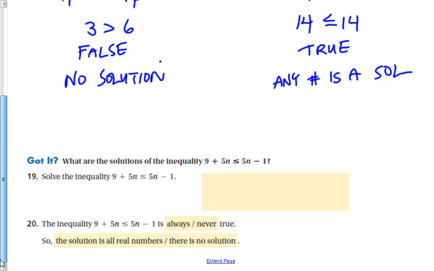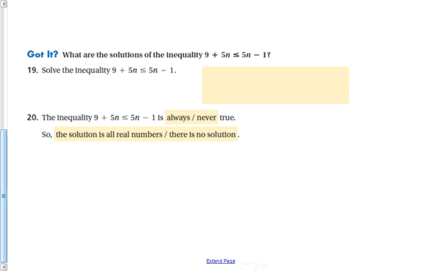problem 5 here, or problem 19. All right, you should have found there's no solution for that because you get a false statement. Go ahead and do the lesson check and be ready to share that in class tomorrow.